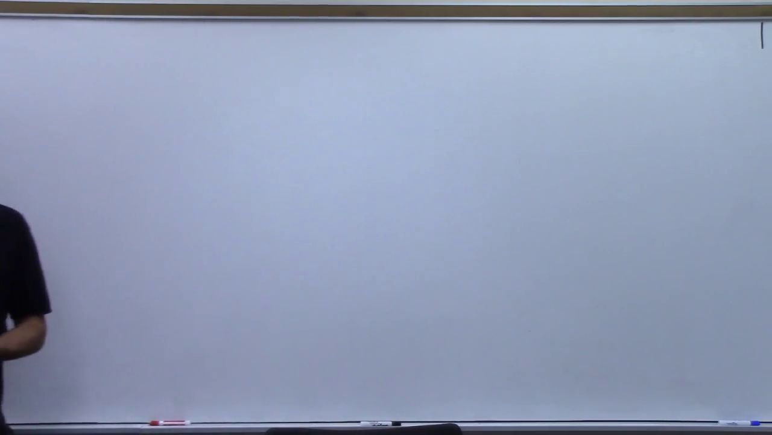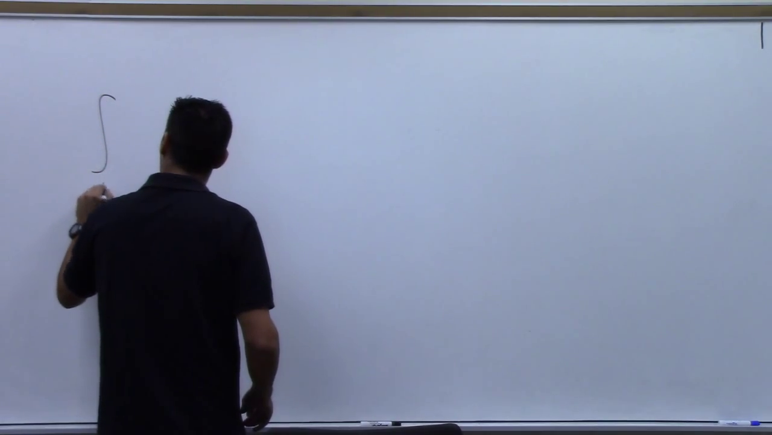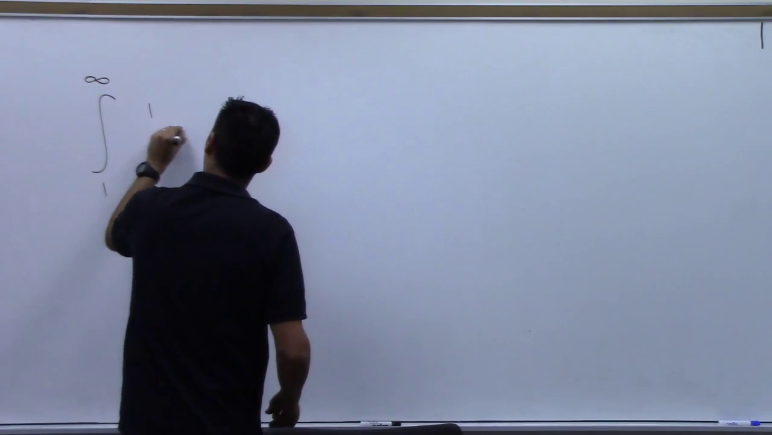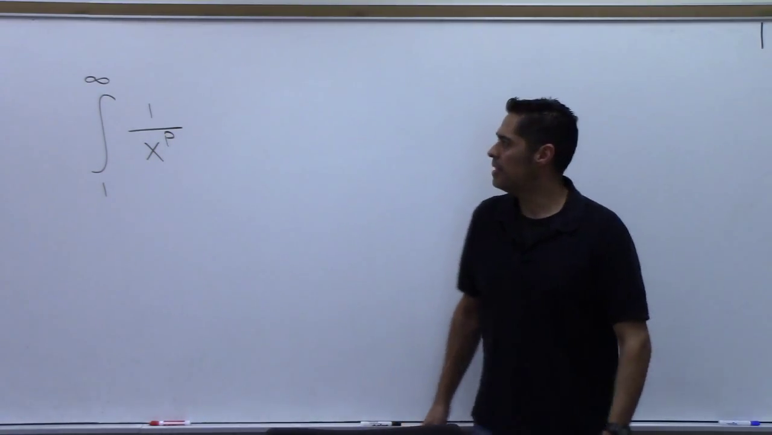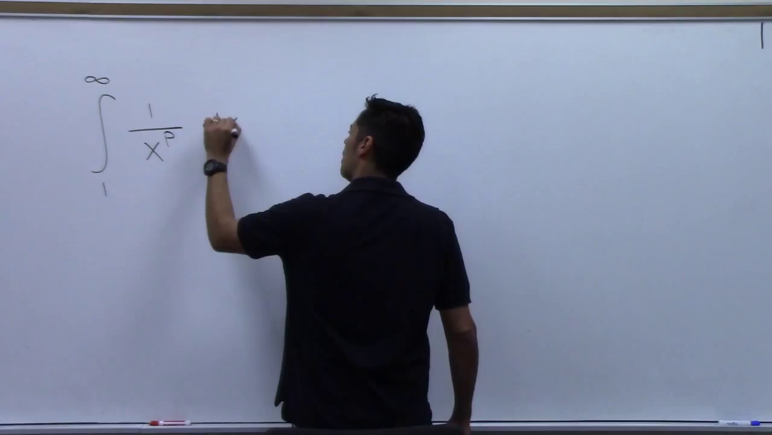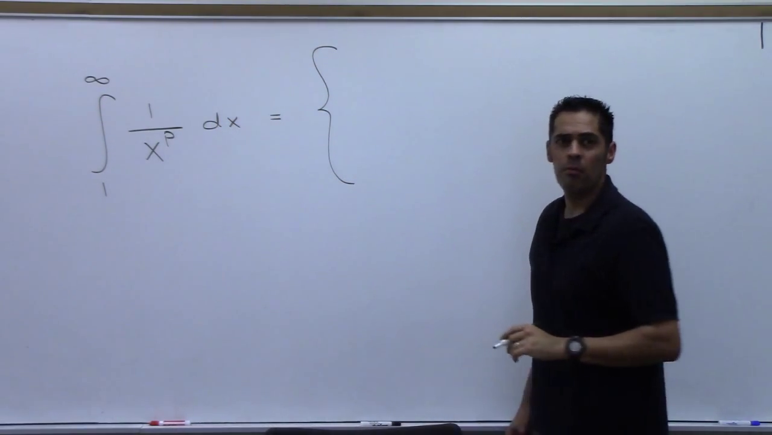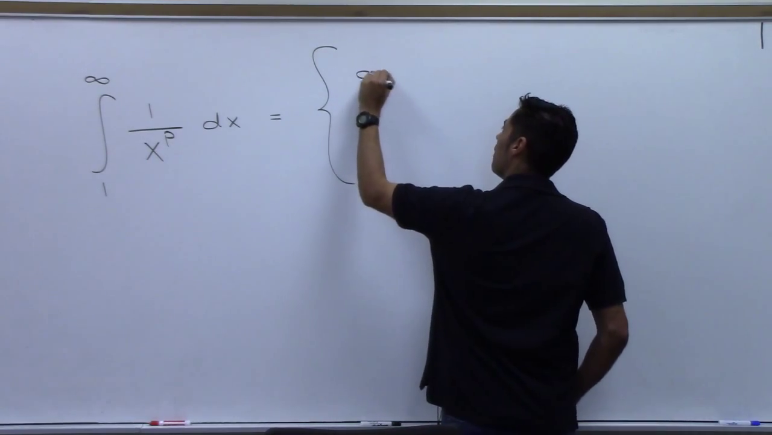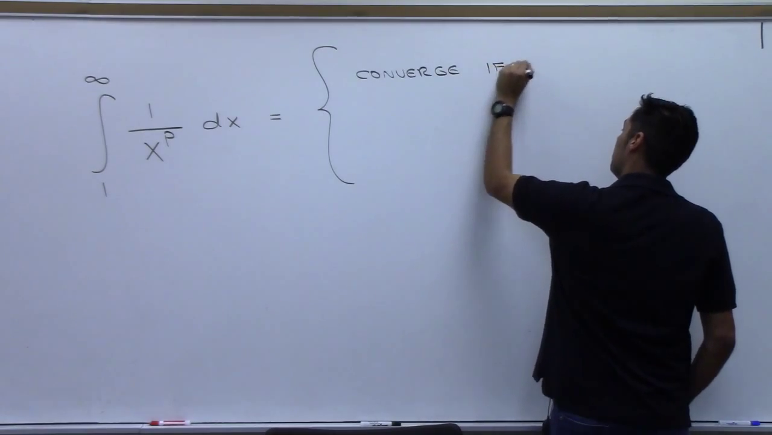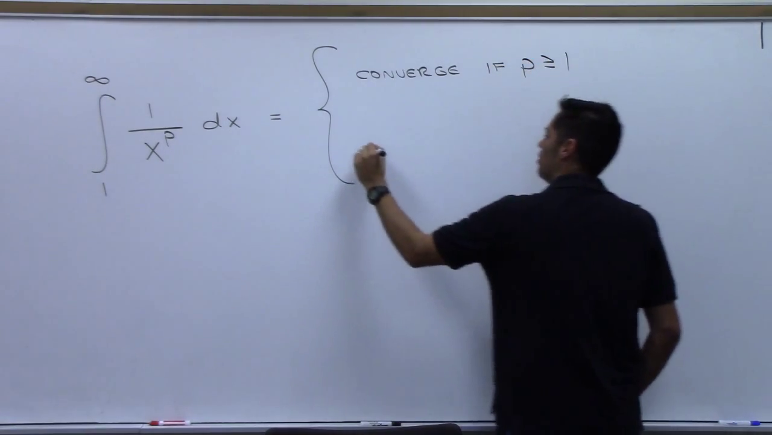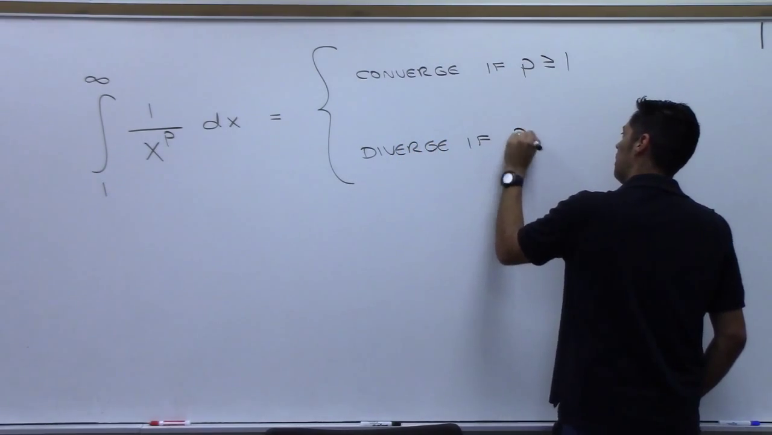Okay, so a quick little formula for us. If we ever take an integral from 1 to infinity of 1 over x to the p dx, then this will be equal to one of two things. It'll converge if p is greater than or equal to 1. It'll diverge if p is less than 1.